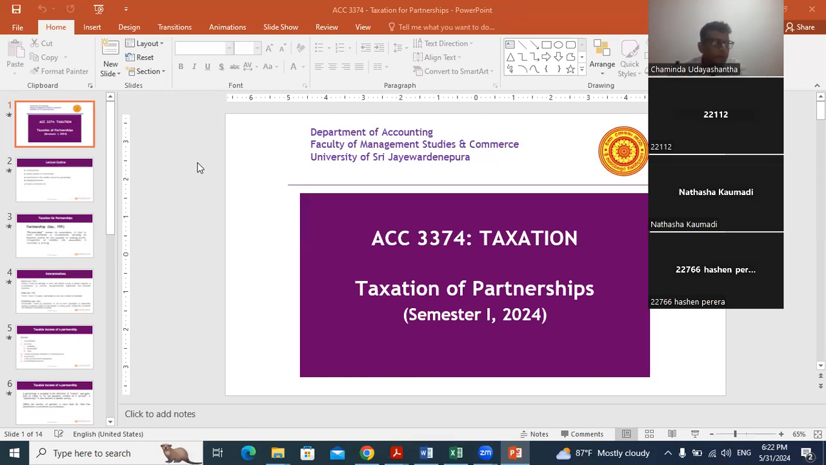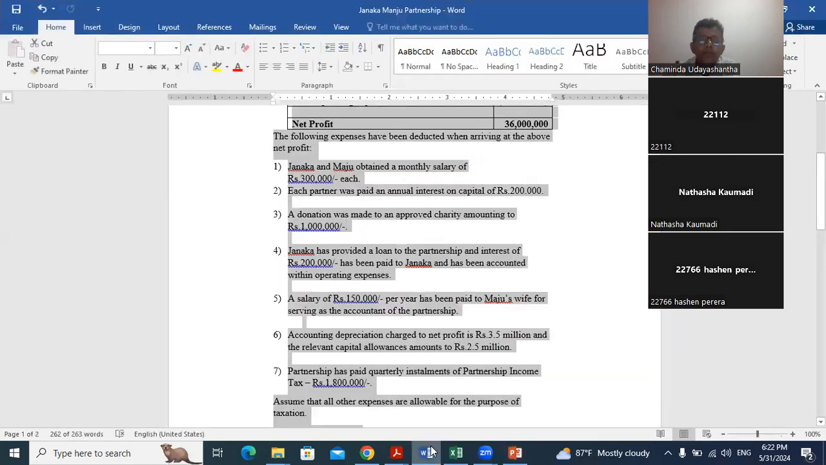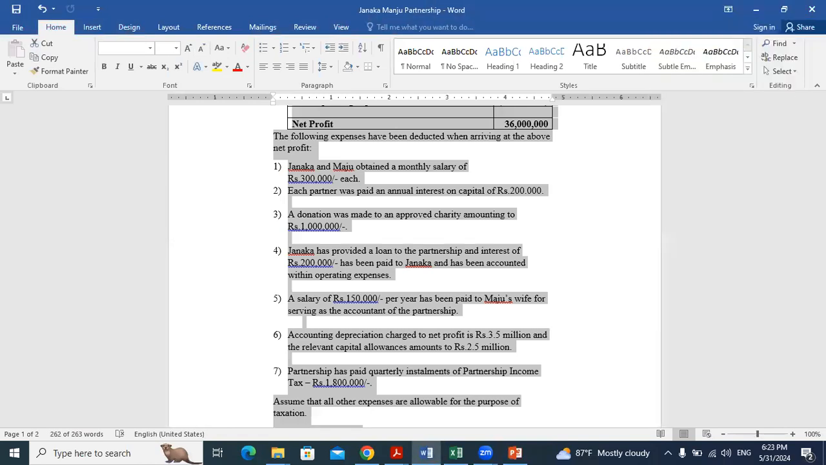Now, before working out the tax computation of a partnership, or of an individual or a limited liability company, we want to discuss one other topic, that is the qualifying payments. Let's see. I have the document.